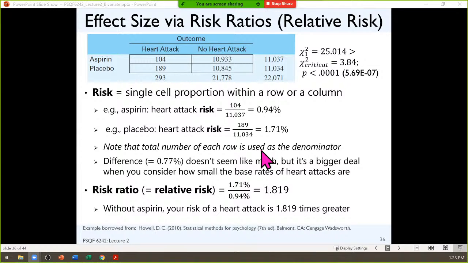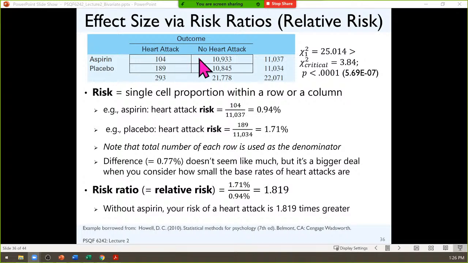And then here's a couple more that show up with contingency tables in particular. Risk ratios and odds ratios. And these are ways of expressing likelihood of certain cell combinations relative to the others. So for instance, here's another 2 by 2 table where we're looking at taking aspirin versus placebo in the context of preventing heart attacks. So most of the people, fortunately, in this sample did not have a heart attack. And the question is, how effective is aspirin relative to placebo in preventing heart attacks?